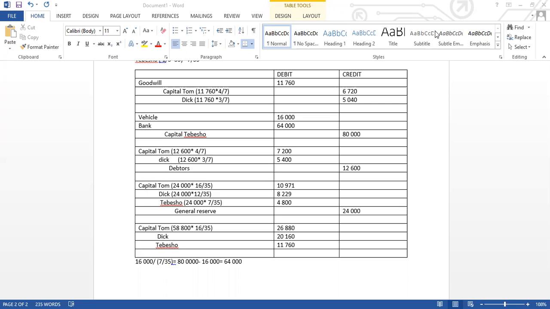Yes. So, meaning in this case, forgive me on that. I actually didn't read the question very well. It says after the admission ratio. So we need to redo the debtors, because they were valued after the admission of a partner. So we need to use the new profit sharing ratio and not the old profit sharing ratio. Please forgive me on that.